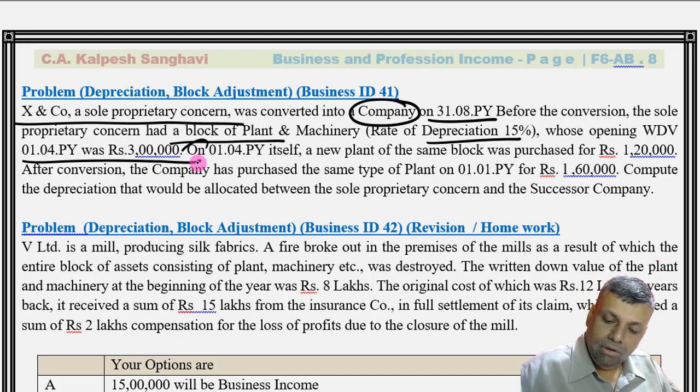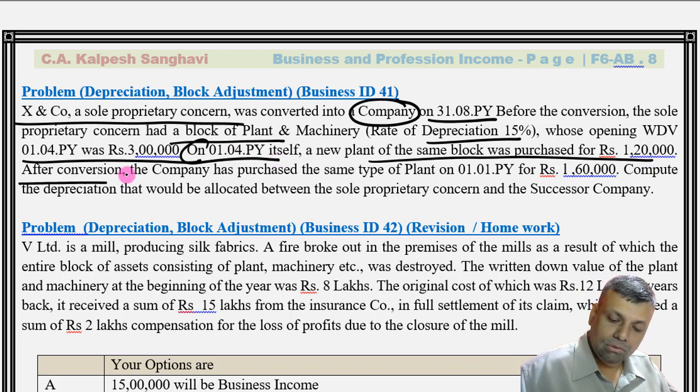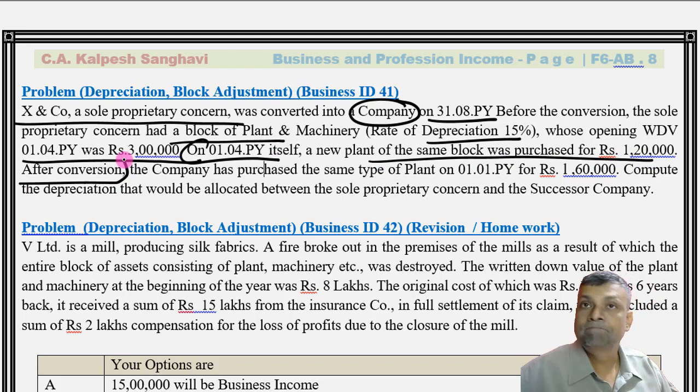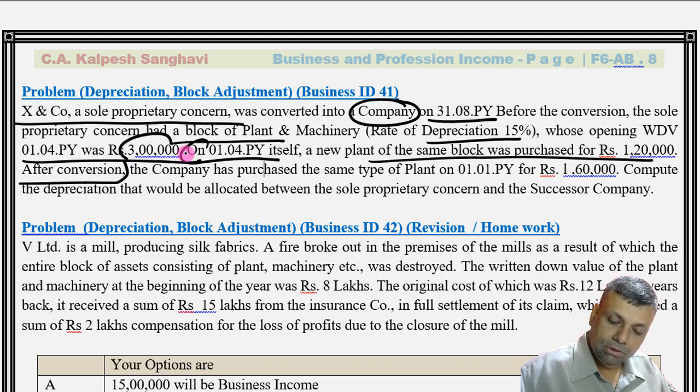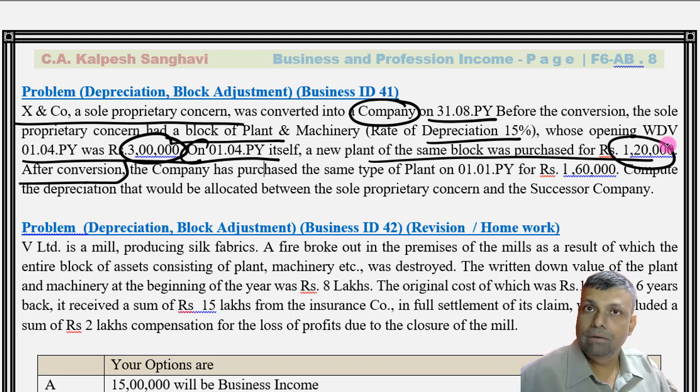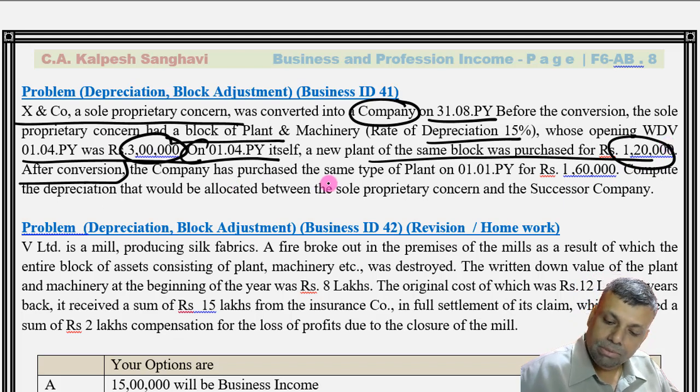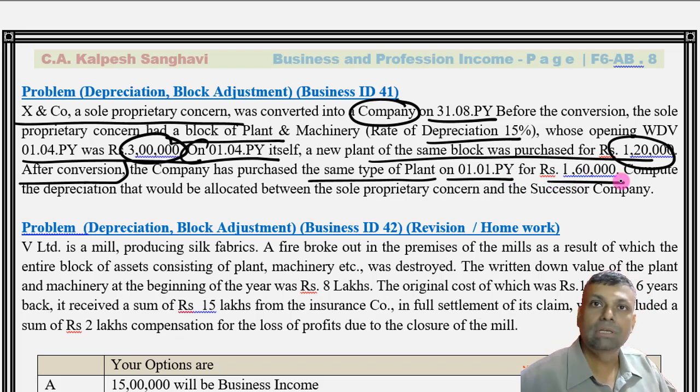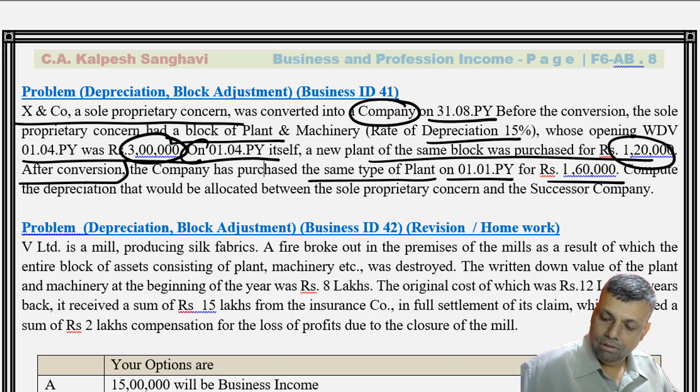On 1st April of the previous year itself, a new plant of the same block was purchased for 1,20,000 after the conversion. So your opening WDV was 3 lakhs, and you have purchased a plant of the same block for 1,20,000. The company has also purchased the same type of plant on 1st January of the previous year for 1,60,000. The company has done additions to that block, and the proprietary concern has also done some additions to that block.